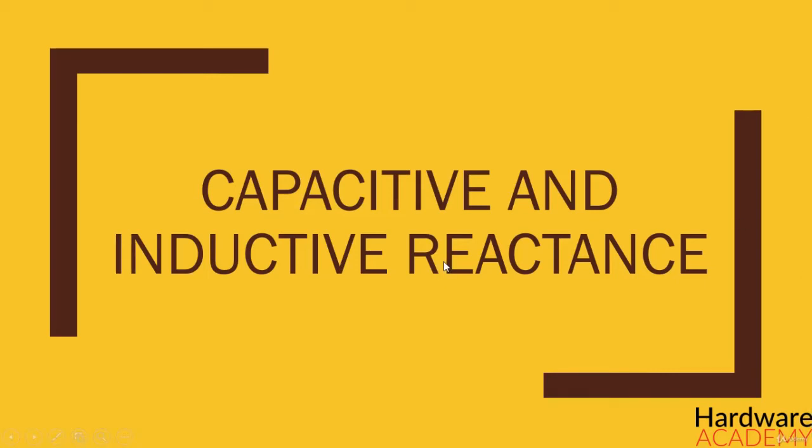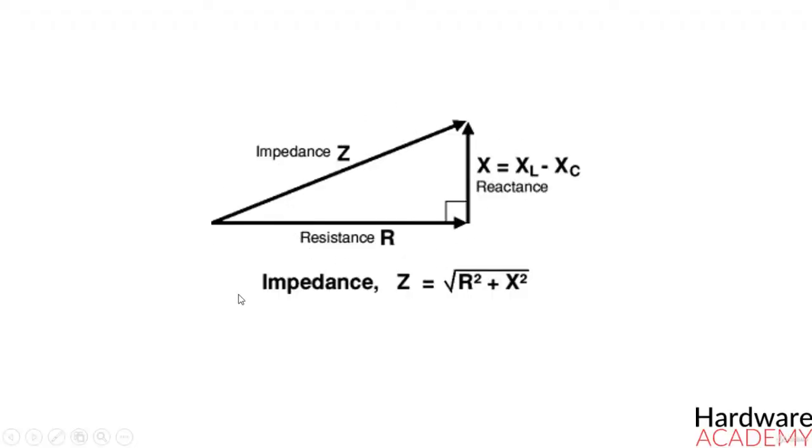Hello and welcome back. In the previous course, we have seen this diagram which tells us that by adding resistance and reactance together as vectors, we get as a result the total impedance. But what exactly is this reactance? And what is XL or XC? Let's find out.